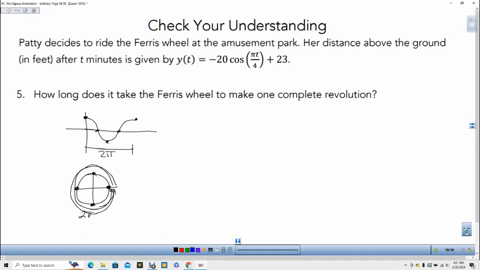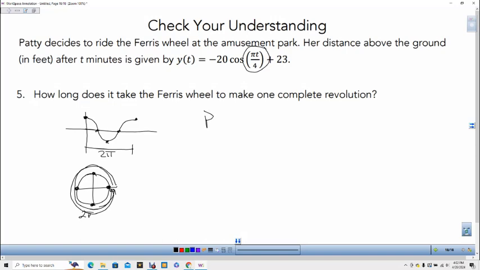Now, if we talk about this graph, notice that it's going to be shifted up 23. It's going to start here, and it's upside down, by the way, with the negative too. So it's going to start at the bottom, go all the way up to the top, and come all the way back down. But all we've really got to find is how long it takes to get back to where it started from after it completes all of it. That's nothing more than the period.